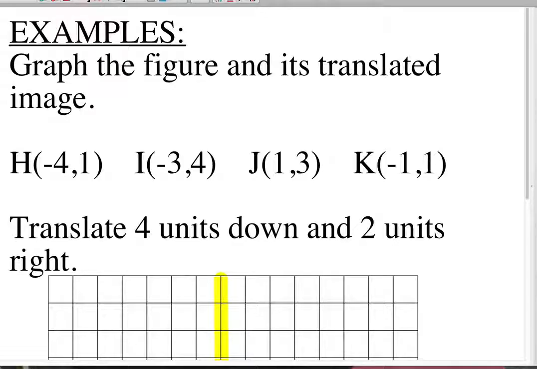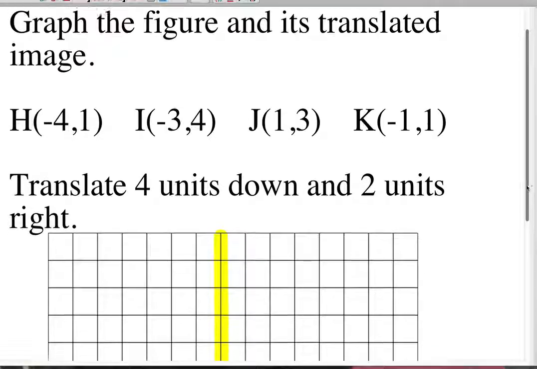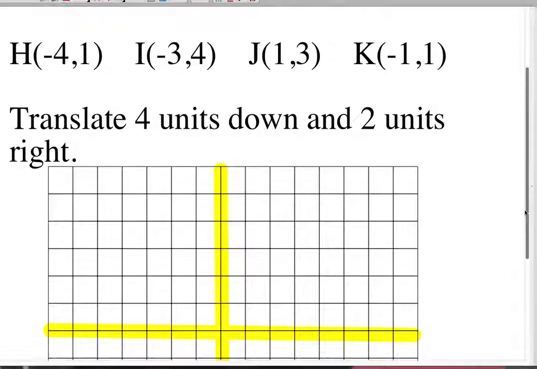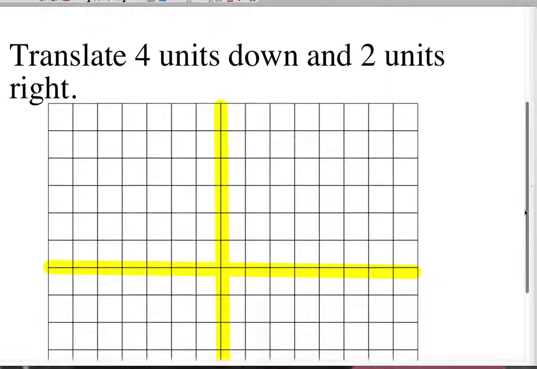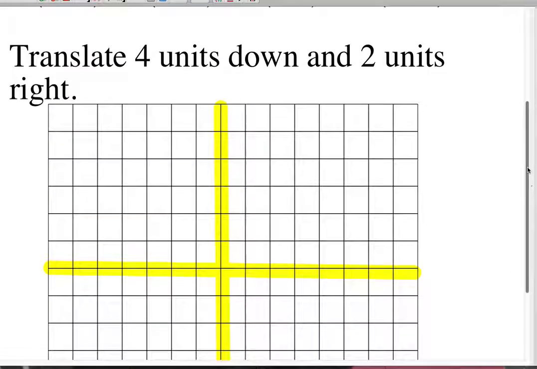Graph this figure, which is H, I, J, and K, and its translated image. Well, it sounds hard, but it really, honest to God, it isn't that bad. So these are the points I'm going to graph on my graph paper. Hey, where'd they go? Come back, friends.